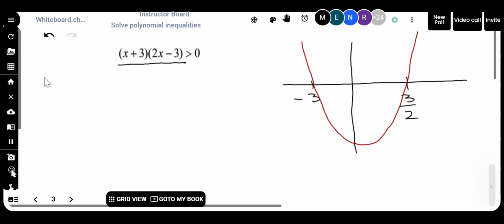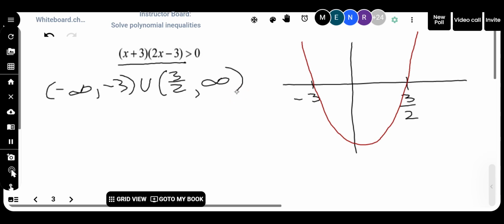One way is to say this: minus infinity up to -3, union, which means I'm adding it to anywhere from 3/2 to infinity. Okay? So once I go from minus infinity until I get to -3, I'm above the x-axis. In between these two, I'm no longer above the x-axis. Once I get past 3/2, I'm above the x-axis again. So that's why my first answer is anywhere up to -3, starting from minus infinity, and anywhere from 3/2 up to positive infinity.